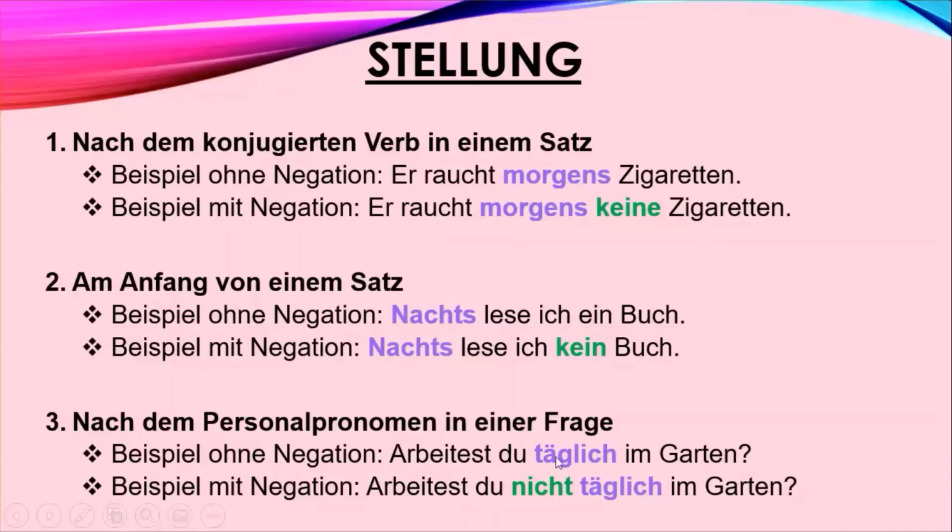So this time I'm using the word daily instead of the times of the day. But the times of the day, if used instead of this word, will come in this position also. Then example with negation, Beispiel mit Negation. Arbeitest du nicht täglich im Garten? Do you not work daily in the garden?